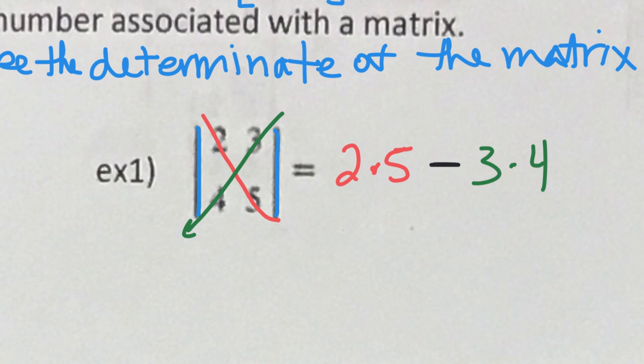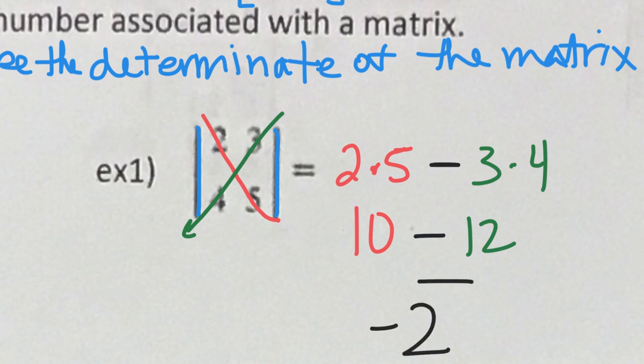2 times 5 is 10. 3 times 4 is 12. 10 minus 12 is -2. So the determinant of this matrix is -2. Okay? And that's all there is to it. We do this diagonal product and we subtract the other diagonal product.